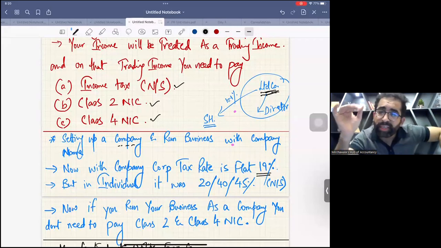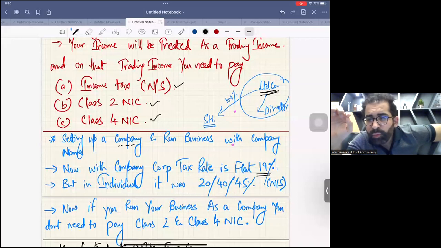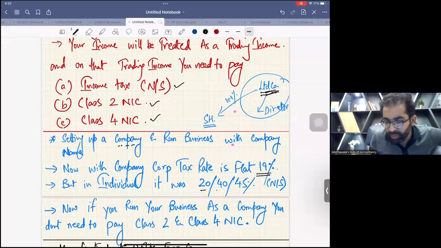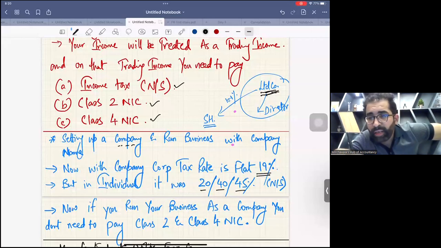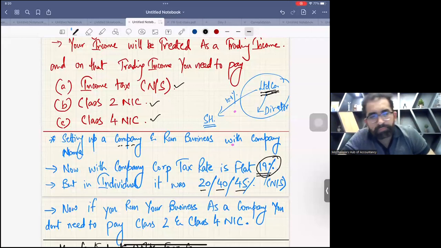Now compare it. Previously, you were doing business in your own name, so your income was trading income. And as an individual, trading income is a non-saving income. On non-saving income, the tax rate is 20%, 40%, and 45% according to the bands. But now, as you are running the business in the name of a company, the tax rate is only 19%. So it's beneficial, right? If you run the business as a company, the corporation tax rate is only 19%. But if you do it as an individual, then this income will be treated as non-saving income, and the tax rate is 20, 40, and 45.